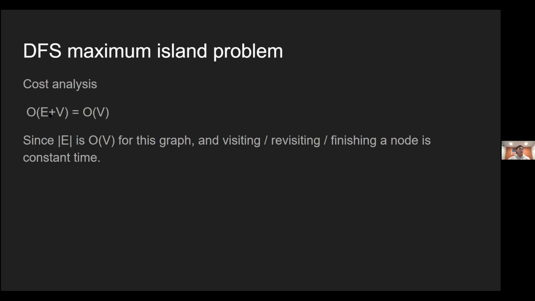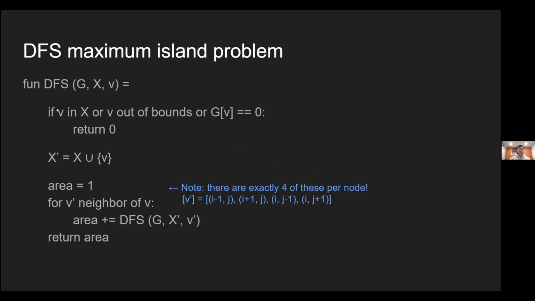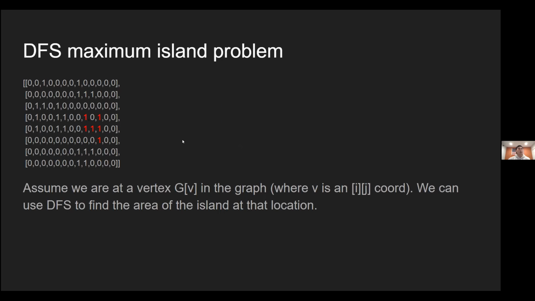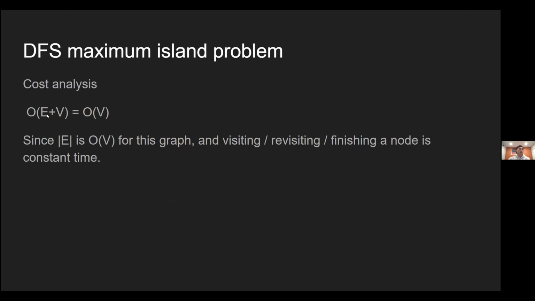Cost analysis. We use standard DFS, and if we take a look at the algorithm, none of the functions we use are actually non-constant. We have some additions, and we just return constant time values for everything. So standard DFS runtime is O of E plus V. And we can condense that for this problem to just O of V, since we have at most 4 edges coming out of each node. So it's just a constant number times V.